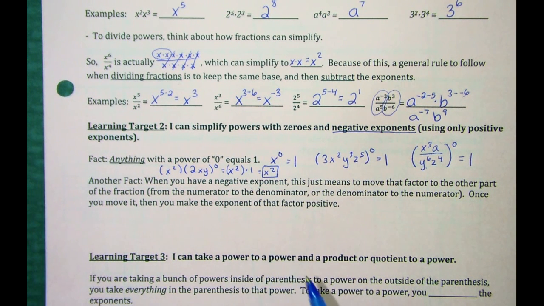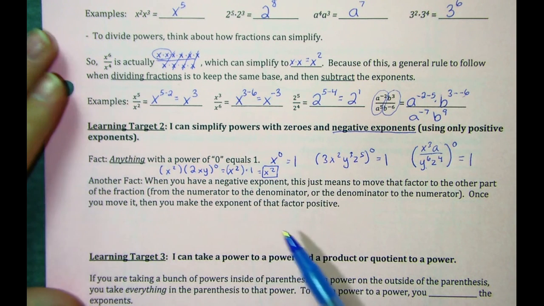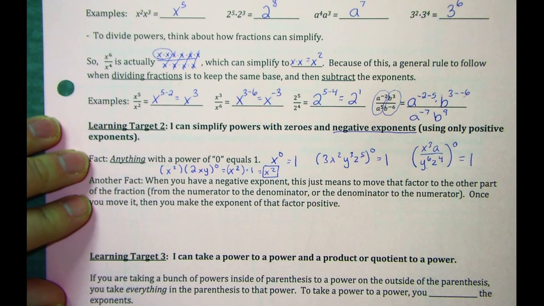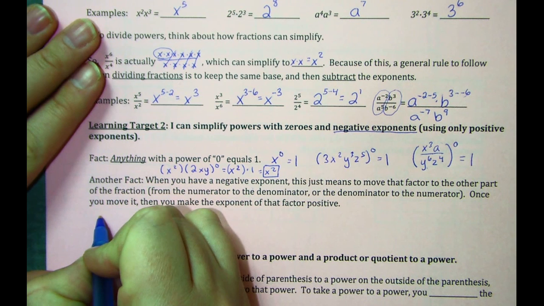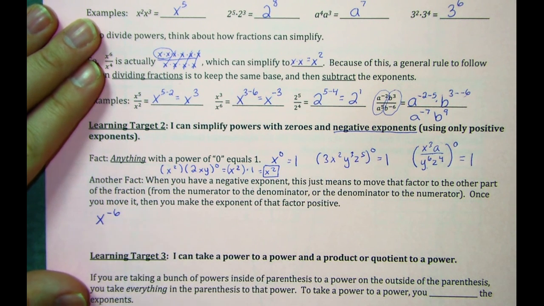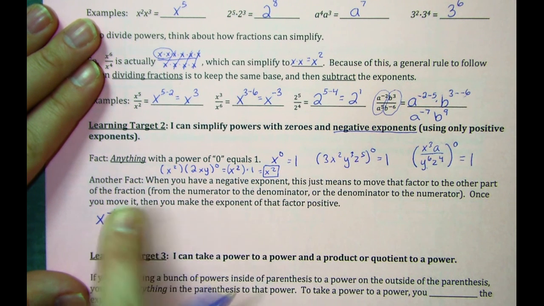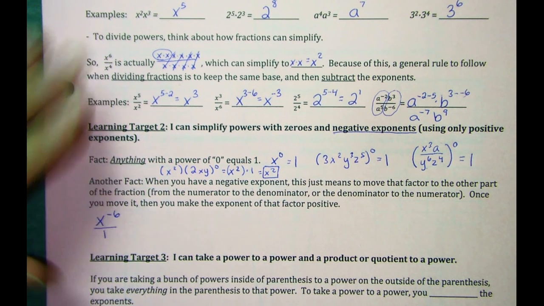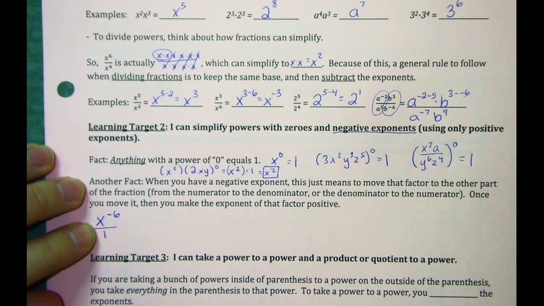Whenever you have a negative exponent, the negative exponent just means that you move that factor to the other part of the fraction, either from the numerator to the denominator or from the denominator to the numerator. And once you move it, then you make the exponent of that factor positive. So for example, if you have x to the negative 6, that's a negative exponent. And really, it is currently in the numerator of a fraction, because if it doesn't look like a fraction, we can divide it by 1 and make it a fraction.